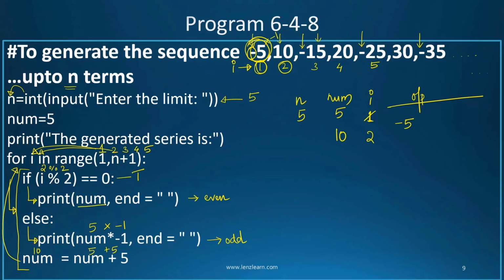Now I'm just printing the number. You can see I'm not multiplying with -1, so I will print the number. So 10 will be printed, right? So I have the second term over here. Now else will be skipped.